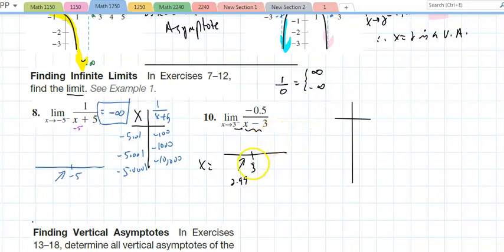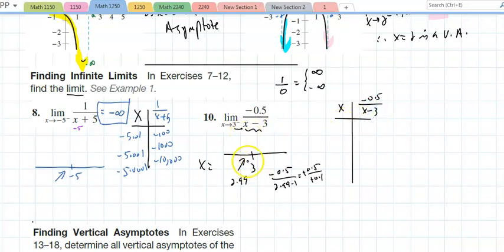Well, all I need is one value, 2.99. Wouldn't that be negative 0.5 divided by 2.99 minus 3? Isn't that negative 0.5 over negative 0.1? Negative over a negative, isn't that a positive? Positive infinity. Again, I don't have to make those guesses. I'm just going to use my calculator.